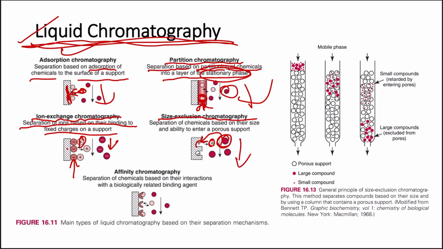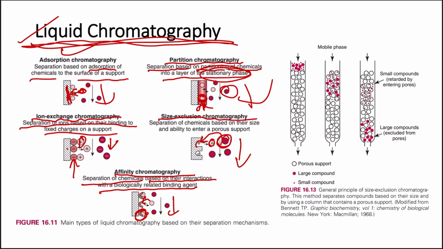Then we have affinity chromatography. It is based on the separation of chemicals, that is, separation of chemicals based on their interaction with a biologically related binding agent. As you can see, we have the binding agent. It can be an antibody, it can be an antigen. The molecules which have a specific affinity for this particular binding agent will bind to it, and the rest of the molecules will go along with the mobile phase downwards.